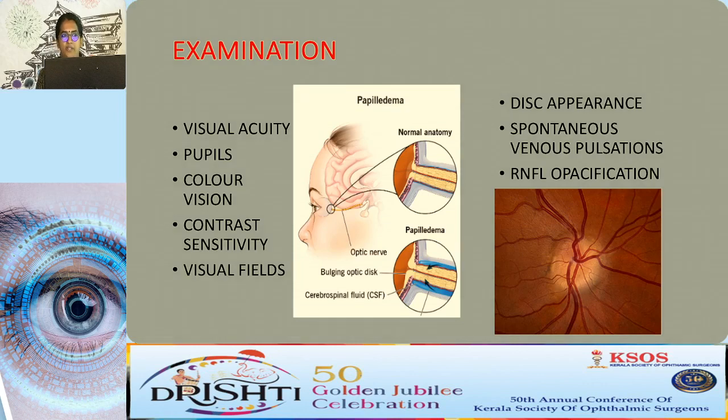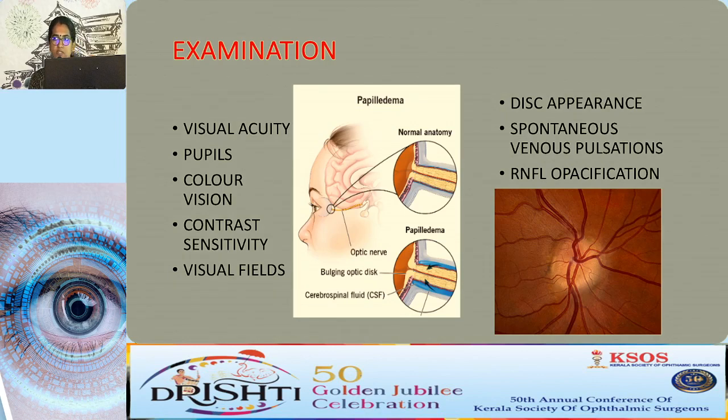Examination of optic nerve or disc edema. First thing is visual acuity. Depending on visual acuity itself, we could suspect some diseases like AION or optic neuritis or papilledema. In AION, especially the arteritic one, you have a more severe visual acuity loss, whereas papilledema and optic neuritis may not present with that kind of visual loss in the early stage.